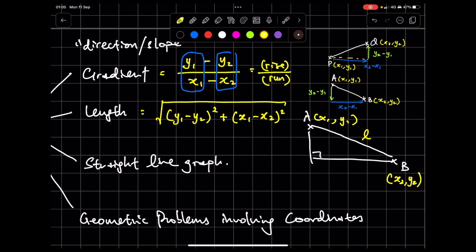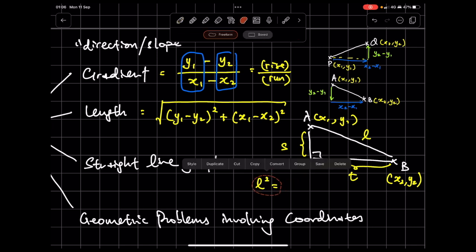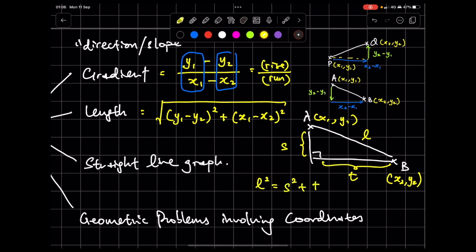So L squared equals to this part, or let's call it A. Let's not call it A because we called the capital letter A at this point. Let's call it some other letter. What letter shall I use? Let's say M and N. M and N is quite difficult to pronounce. Let's call it S and T. So L squared is equals to S squared plus T squared.